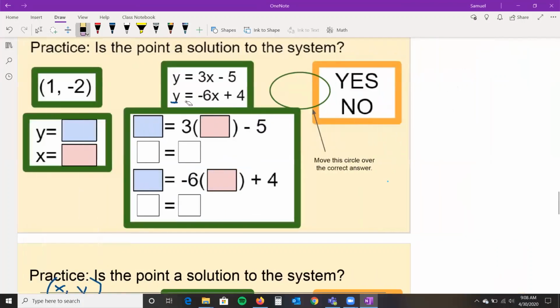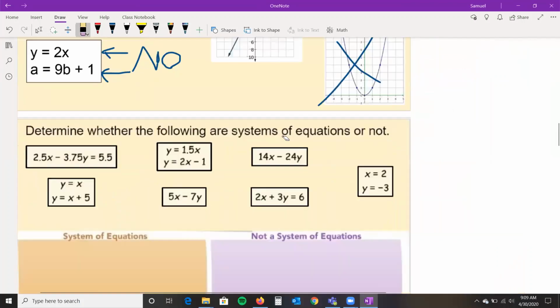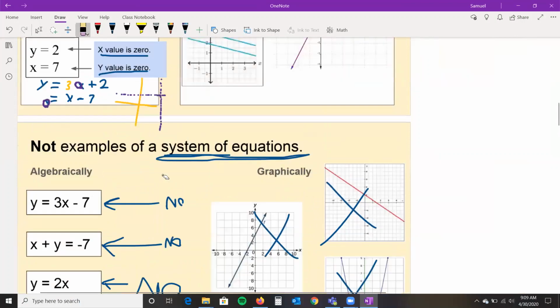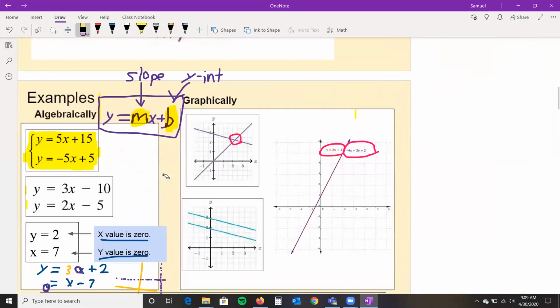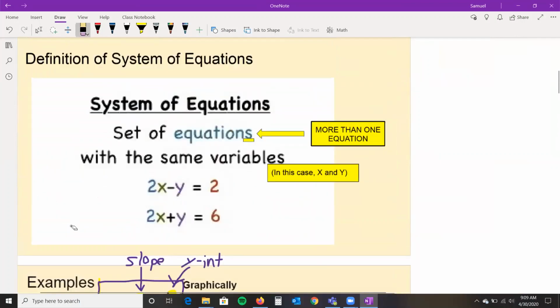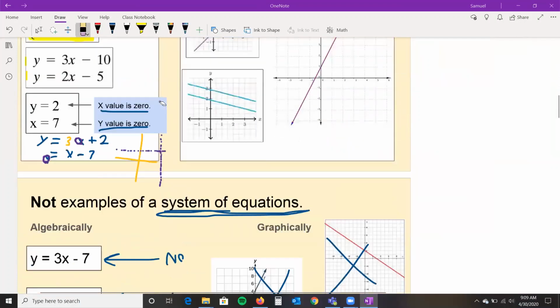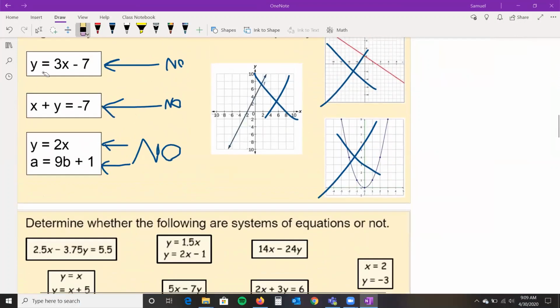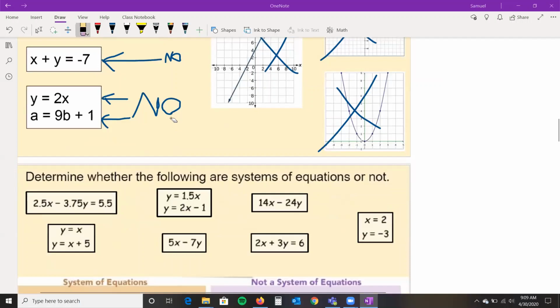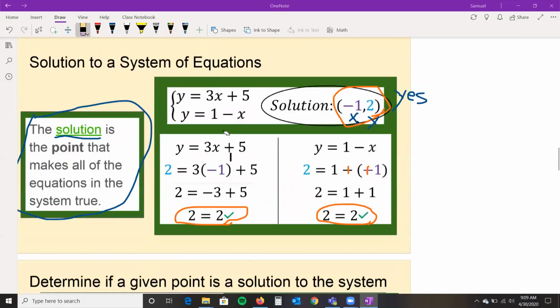All right, so the first thing, besides just recognizing whether things are systems of equations or not, which we said is two or more equations with the same variables. Like that one had x's and y's. These two only have one equation. That's not a system of equations, obviously. And that one had different variables. That's what we mentioned the other day.